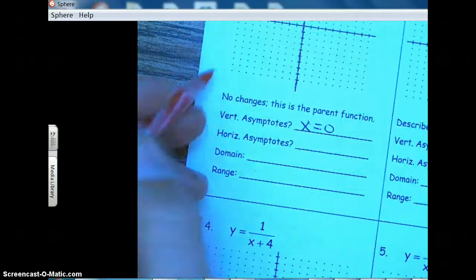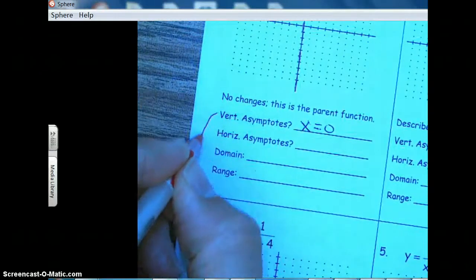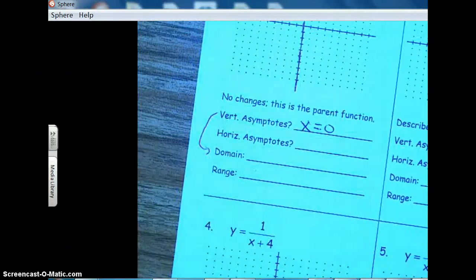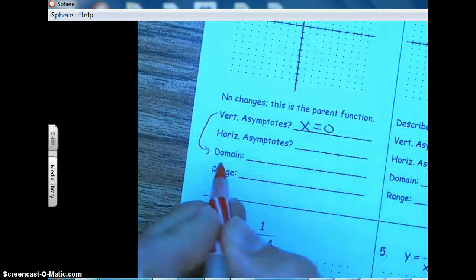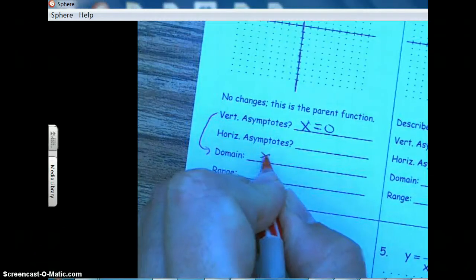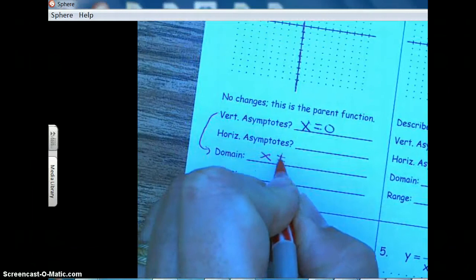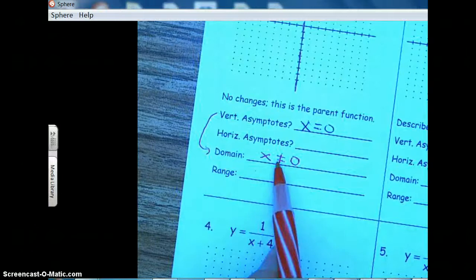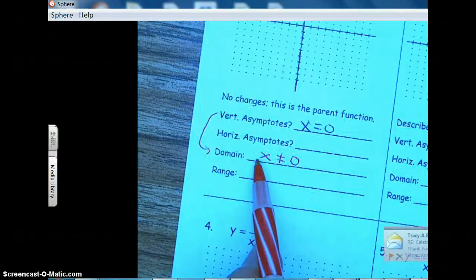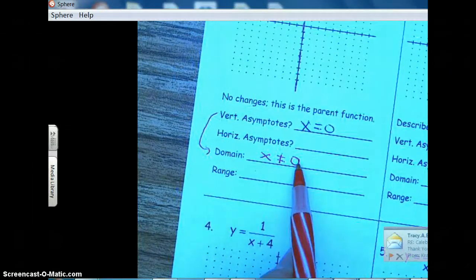Remember, there's a strong relationship between the vertical asymptote and the domain. The vertical asymptote tells us that the domain cannot be 0. 0 is not in the domain. This means all real numbers except x cannot be 0.